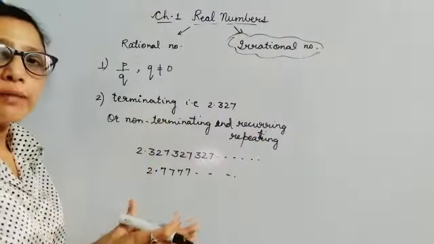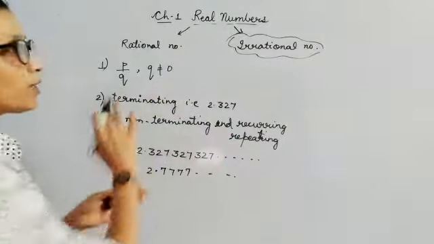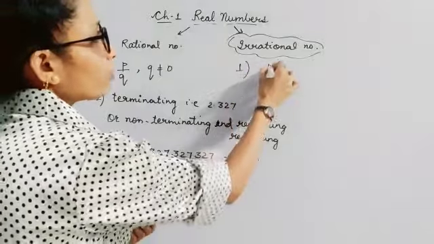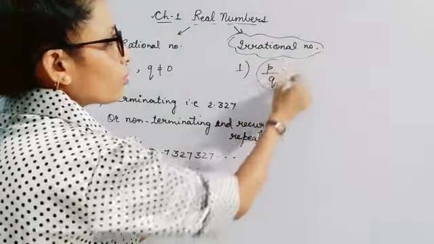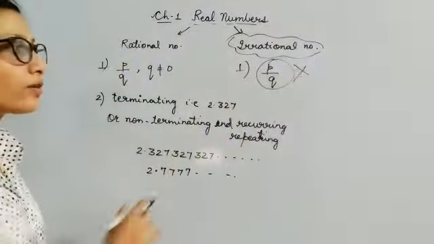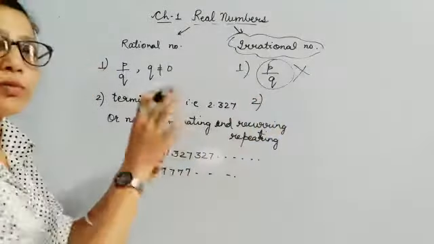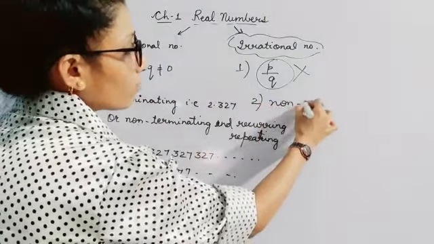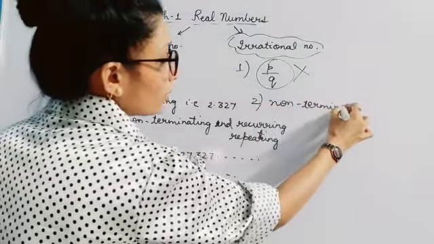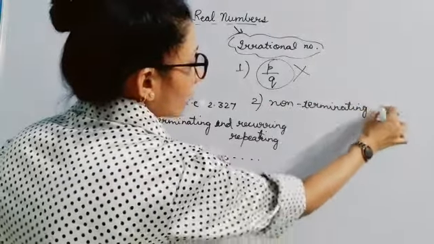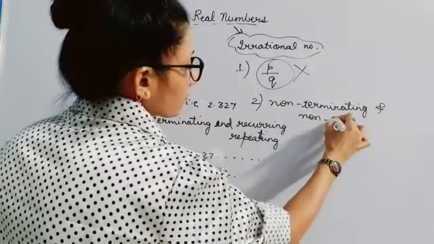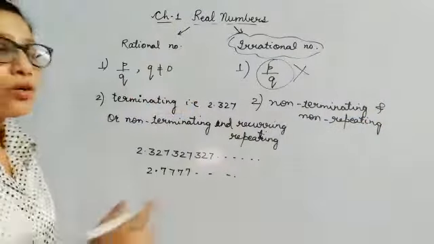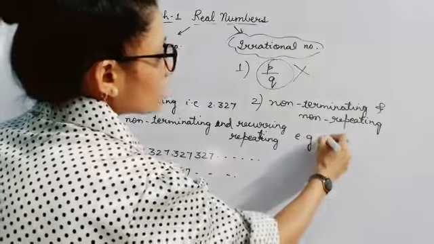Now, what do you mean by irrational number? If you cannot represent the number in p by q form, then it is known as an irrational number. Secondly, I am adding one more definition to it. If your decimal expansion is non-terminating and non-repeating, then also it can be said to be an irrational number.